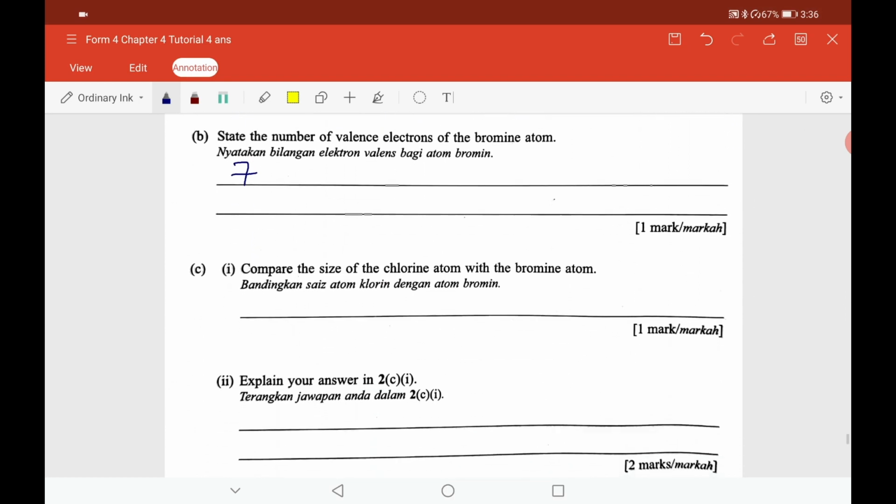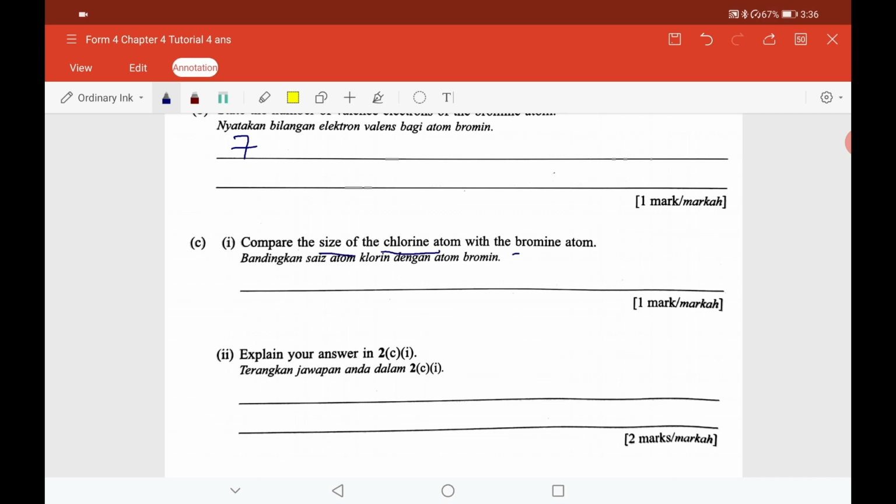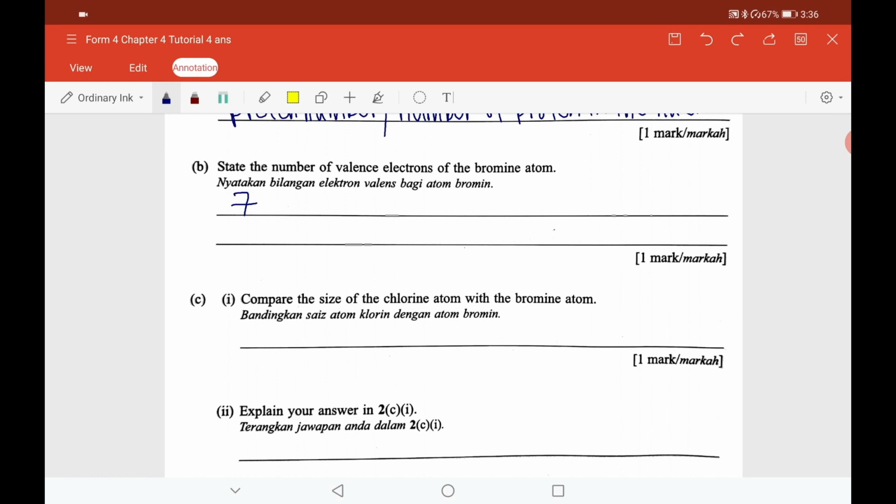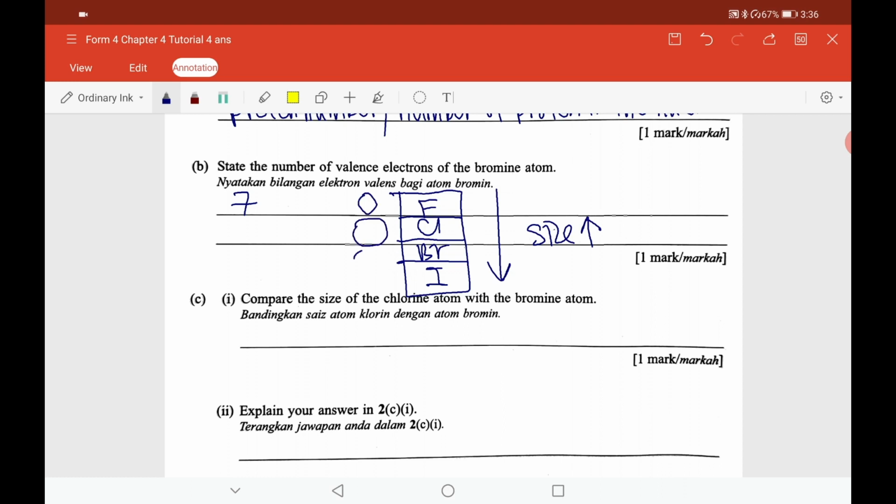Next, you need to compare the size of chlorine and bromine. How do we know the size? We need to refer to the periodic table. The first one is fluorine, then chlorine, then bromine, and iodine. Going down the group, the size increases and becomes larger and larger. Fluorine is here, chlorine is bigger, bromine even bigger, iodine even bigger. As you can see, bromine is bigger than chlorine.